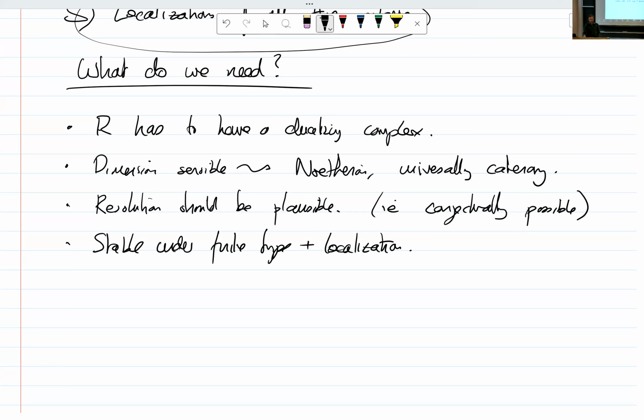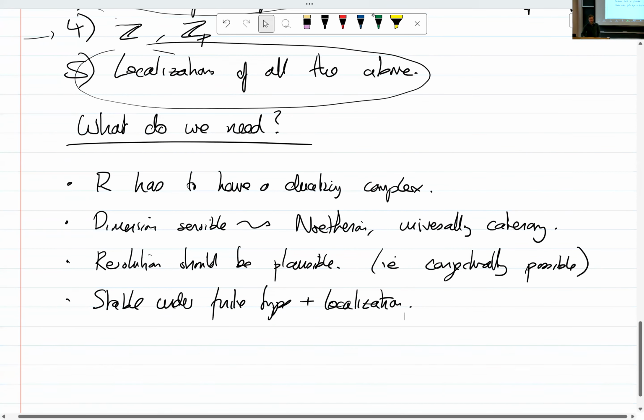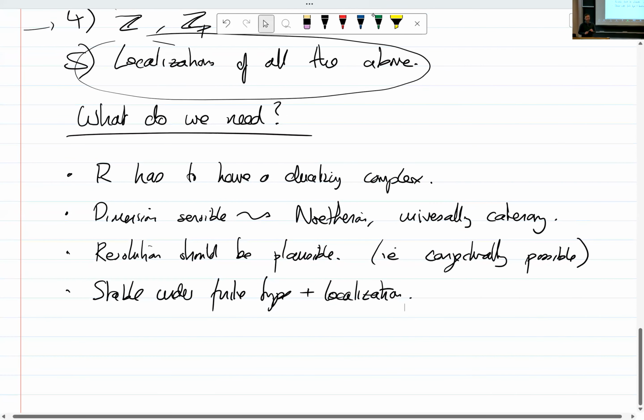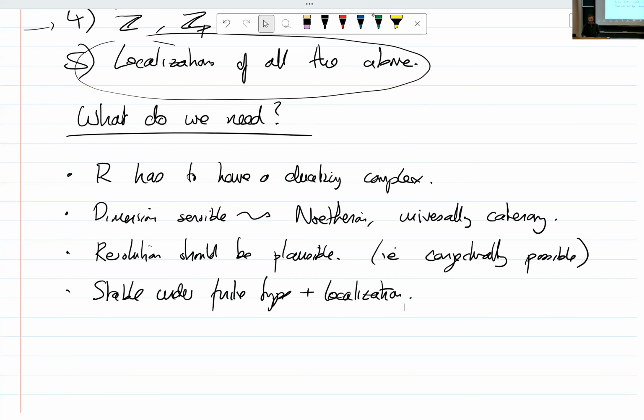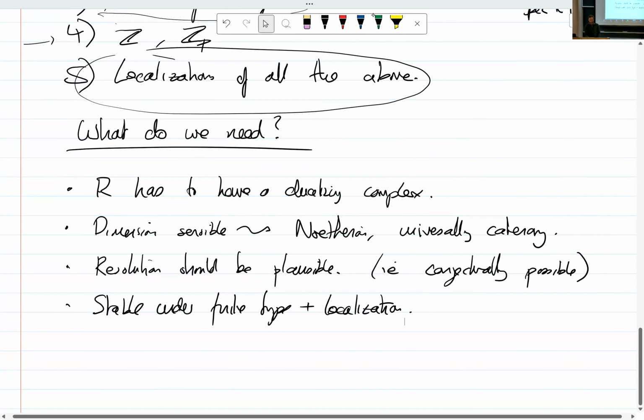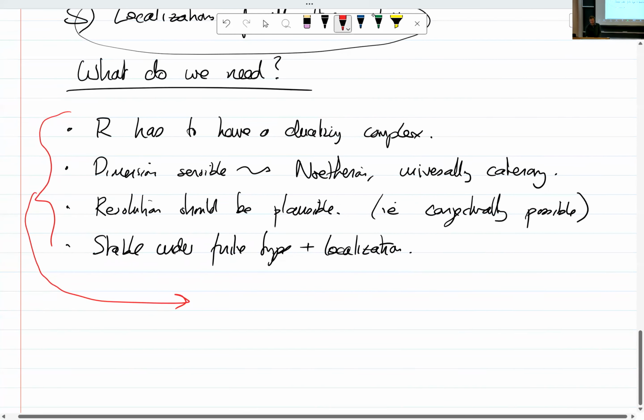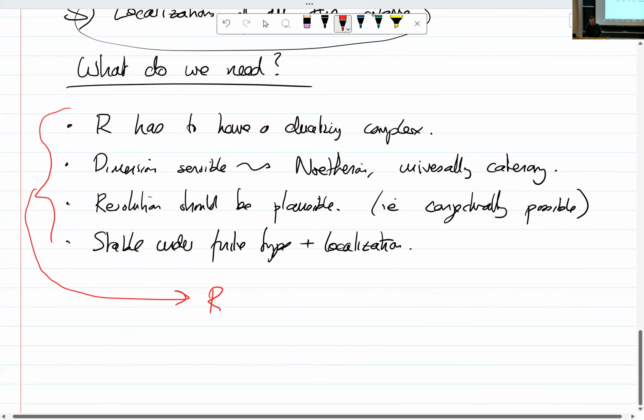Okay, so here we have essentially 4 kind of requirements of the ring to hope to be able to do this stuff. Okay. Okay, so it turns out these 4 restrictions kind of say, well, you want R to be an excellent ring with a dualizing complex.